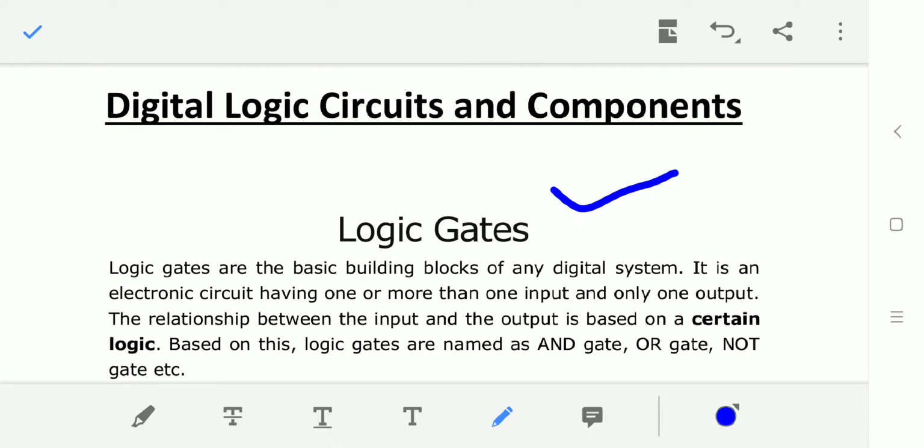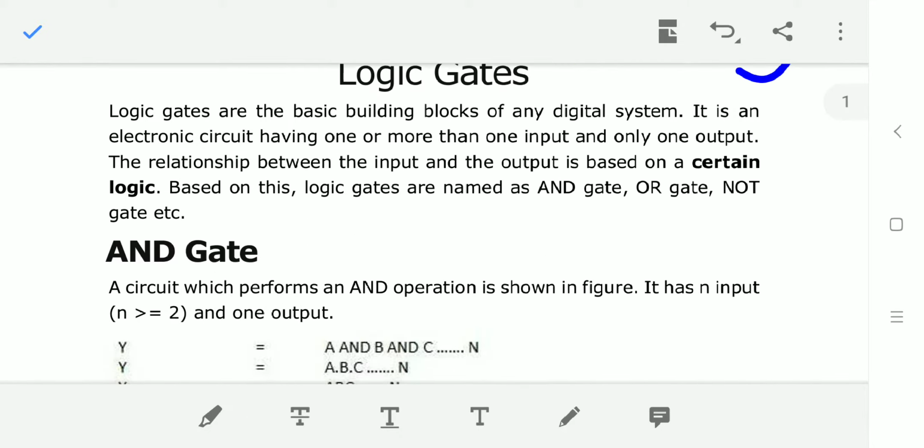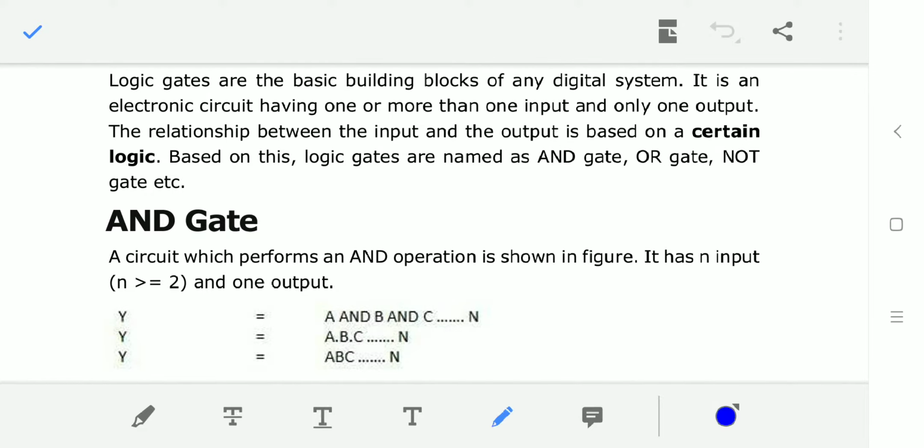Logic gates are the basic building blocks of any digital system. It is an electronic circuit having one or more than one input and only one output. The relationship between the input and the output is based on a certain logic. Based on this logic, gates are named as AND gate, OR gate or NOT gate.